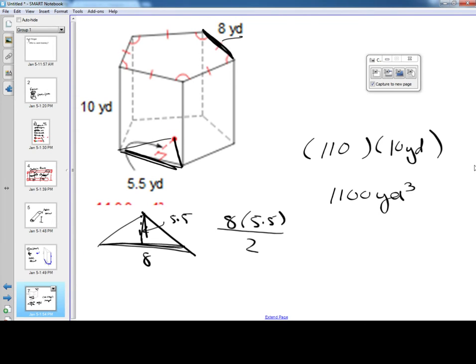2 goes into 8 how many times? 4. So what's 4 times 5.5? What I did was just go 4 times the 5 by itself, which is 20. And then the 0.5 is half of 4, isn't it? Which is 2. But if you do it in your calculator, you just go straight to 22. Okay? That's where it came from. And then we multiply that by 5 because there's 1, 2, 3, 4, 5 of those triangles in there.